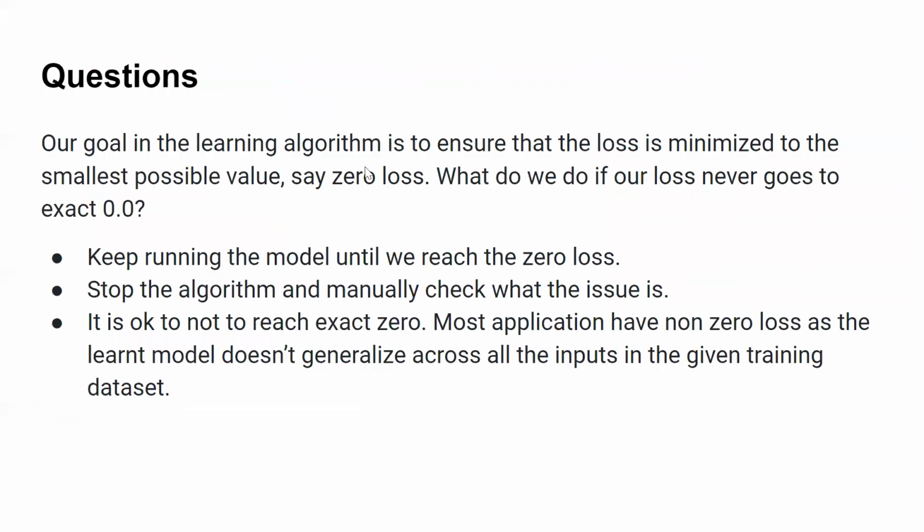Now, come on, give me the answer for this question. Our goal in the learning algorithm is to ensure that the loss is minimized to the smallest possible value, say 0 loss. What do we do if our loss never gets to exactly 0.0? Third option. Yep, third option is the correct one.